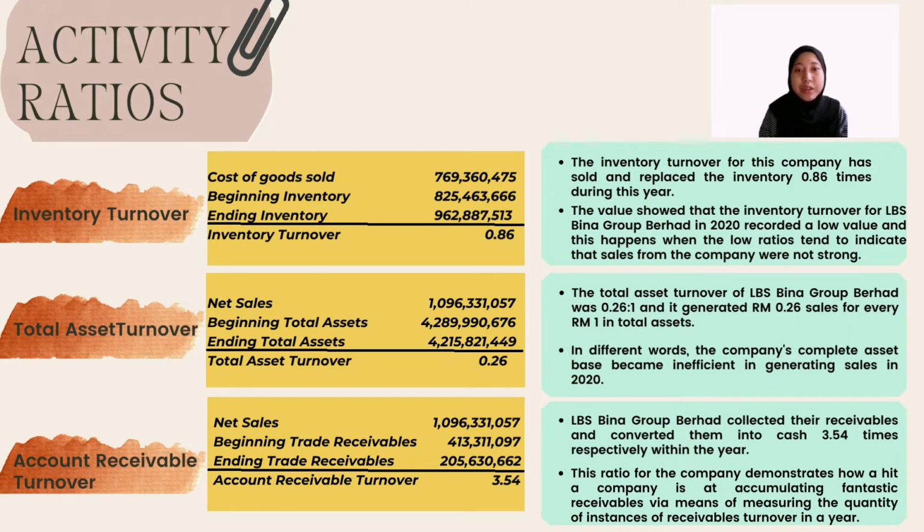The last one for activity ratio is accounts receivable turnover. LBS Bina Group Berhad collected their receivables and converted them into cash 3.54 times within the year. In conclusion, this ratio demonstrates how effective a company is at collecting its receivables, by measuring the number of times receivables turn over in a year.